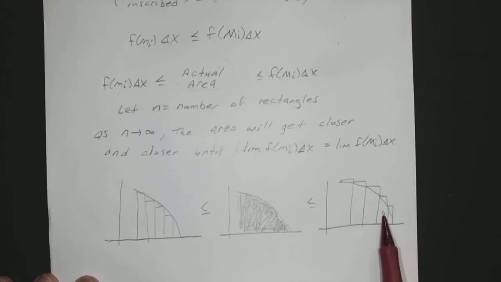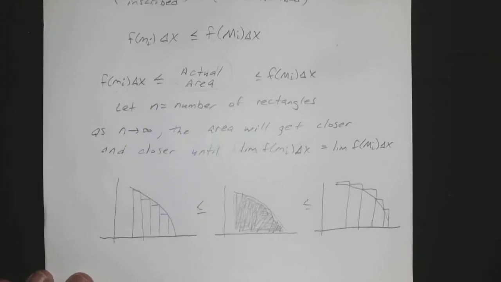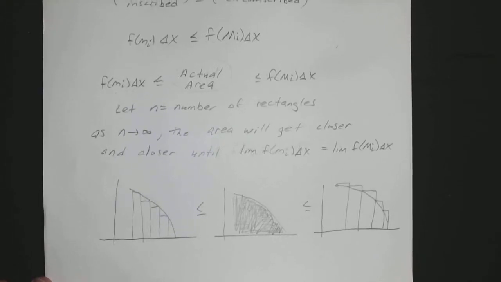Okay. So as those rectangles increase, it's going to get closer and closer and closer to this one. And as the rectangles increase here, it's going to get closer and closer to this one until they're all equal. Does that make sense? All right. Okay, so we're going to get this, and we're going to put it into an actual definition.